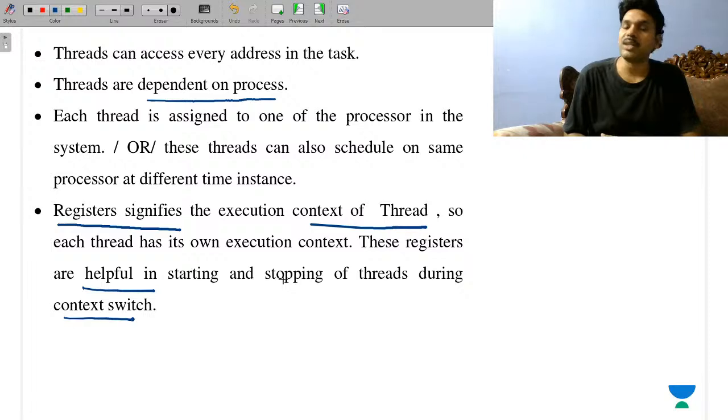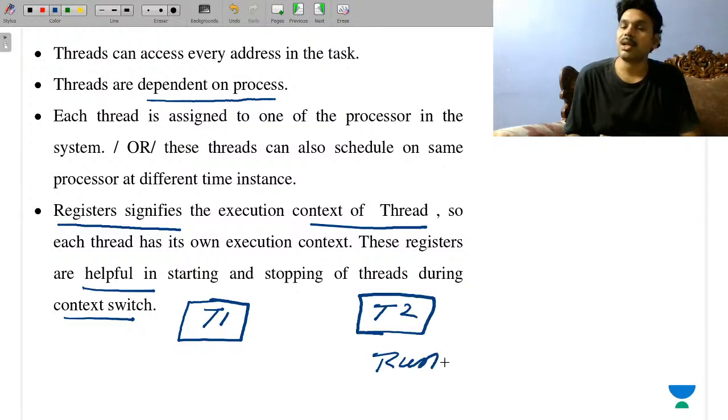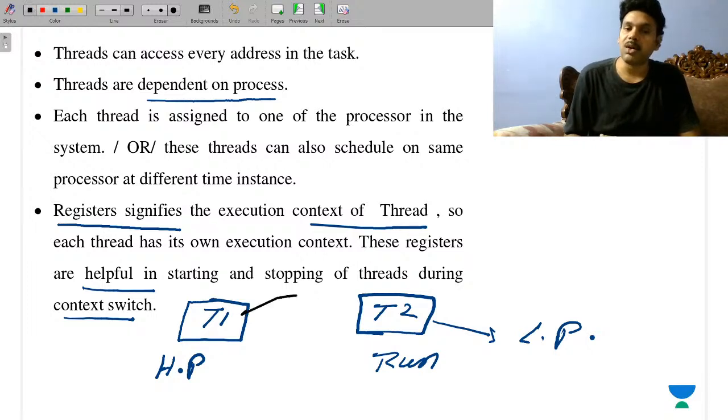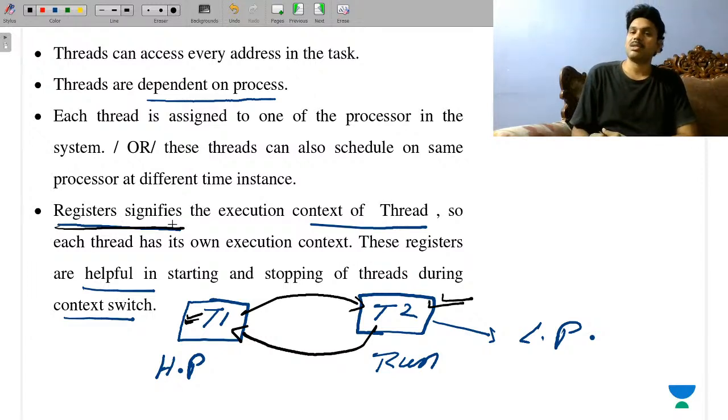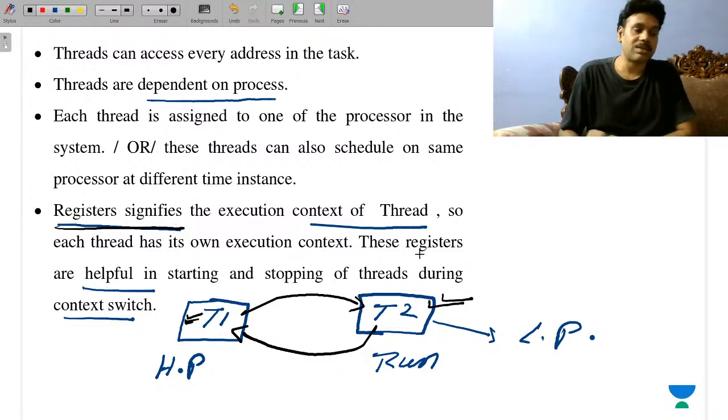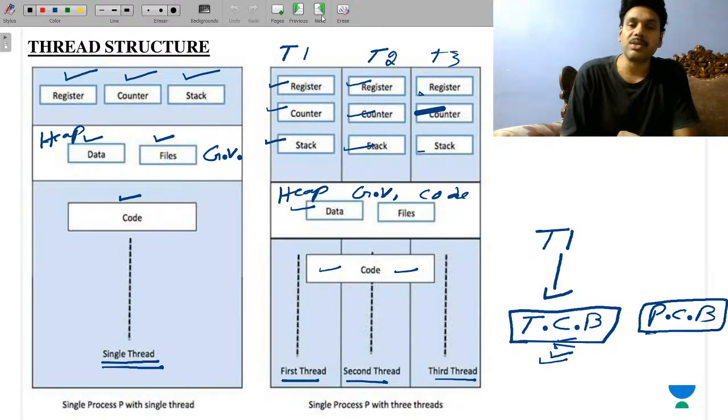Why is there a requirement of context switching? You may have a doubt. For example, you have thread 1 and thread 2. Please see that thread 2 is running, and thread 1 has a higher priority, and thread 2 has a low priority. Therefore what is going to happen? Thread 1 immediately occupies the CPU, and thread 2 will come back into your ready queue. So context switching happens, saving the context of thread 2 and loading the context of thread 1. That is done with the concept of what? Registers. The registers are mainly for starting and stopping your threads. So any doubts, please respond through comments so that I can discuss.